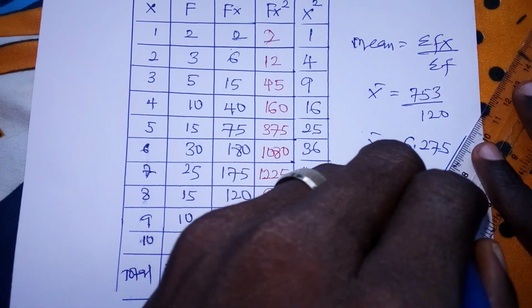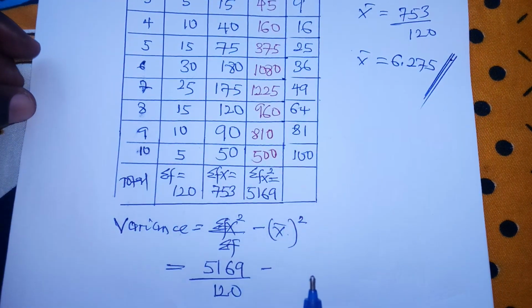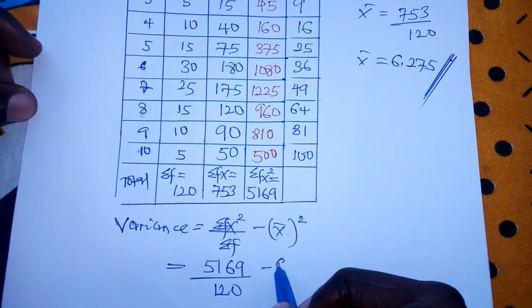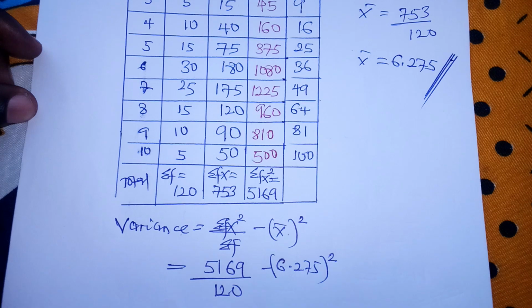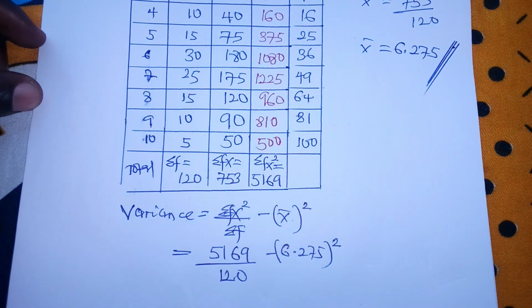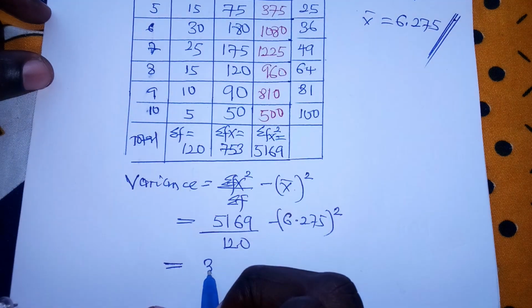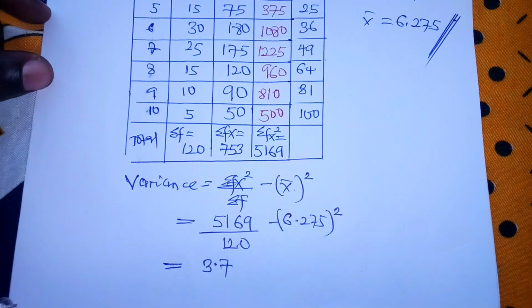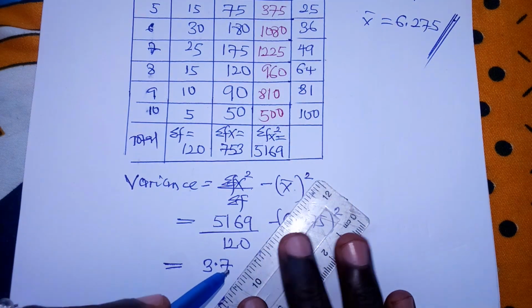Now to find the variance, we use this mean to subtract. This mean is 6.275 square. Then if you square it, automatically we can say our variance becomes 3.7 approximately. So this is our variance that we have to find in respect to the problem that we are given.